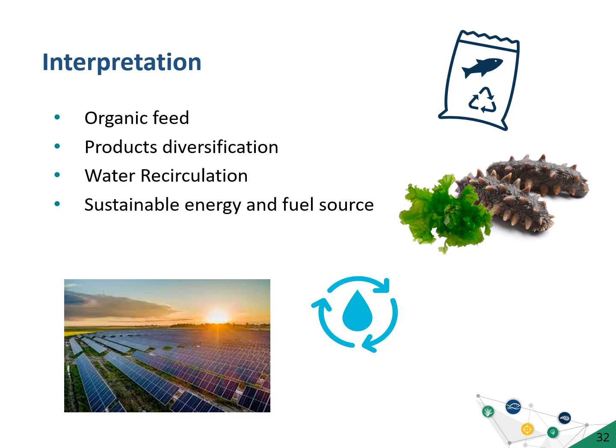In the IMTA case, 4 points can be stressed: the search for more sustainable feed, the diversification of products such as algae or sea cucumber and not only fish and oyster, the water recirculation where the system is separated in ponds, and renewable sources of energy and fuels.